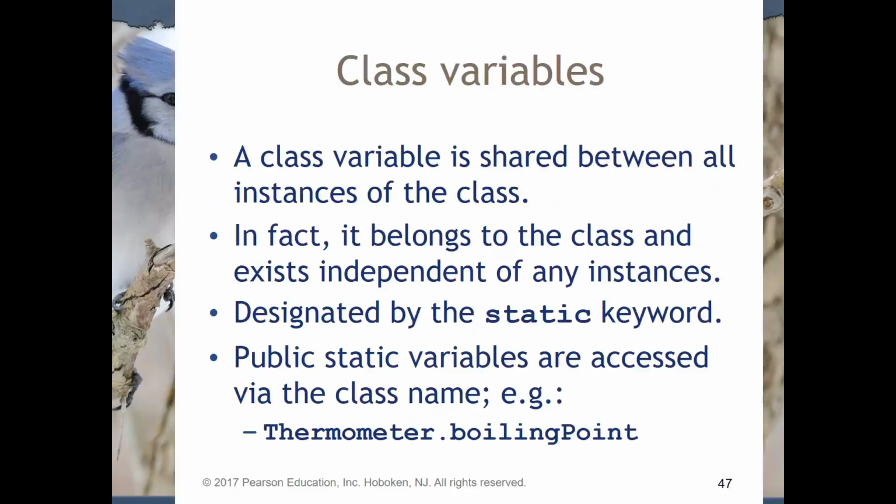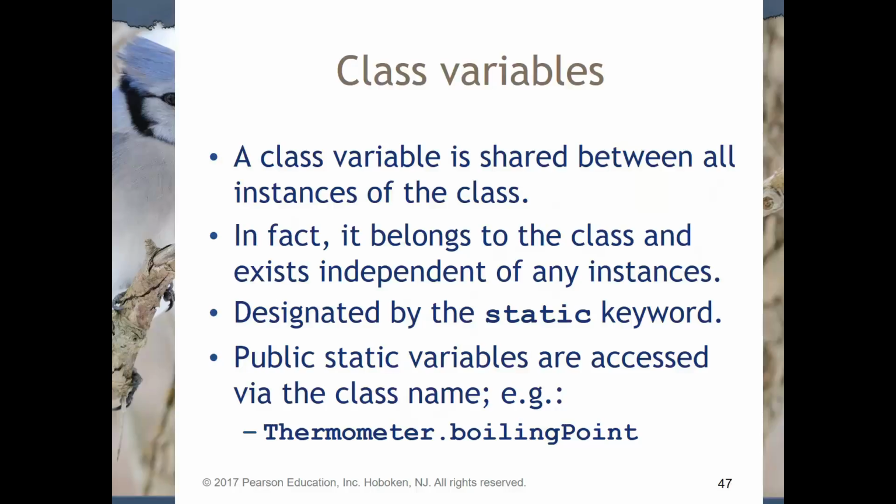Next topic, we're almost done. Class variables. Class variables are shared between all instances of that class. In fact, it belongs to the class and exists independent of any instance. All right, so what they're talking about is if you have a class variable and you use the word static, all right, I call them static variables, I seldom call them class variables. But if you have a static variable, it gets created once at the class level.